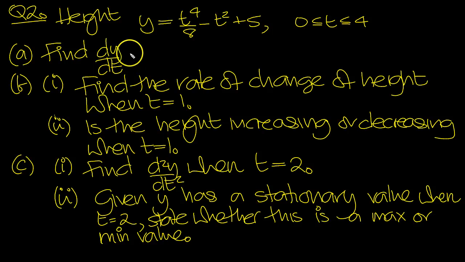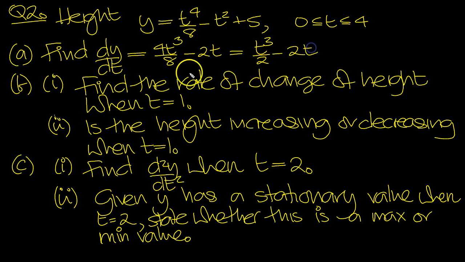Okay, so part A, I'll just put it here to save some space. Differentiate this: 4 comes down, t to the 1 less, over the 8, minus the 2 comes down to be there, t to the 1 less, which is just 1, and the constant goes to 0. The 4 and the 8 cancel top and bottom, so it's t cubed over 2, minus 2t. So there's dy/dt.